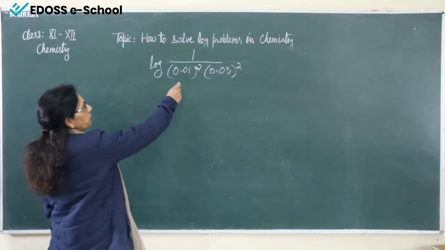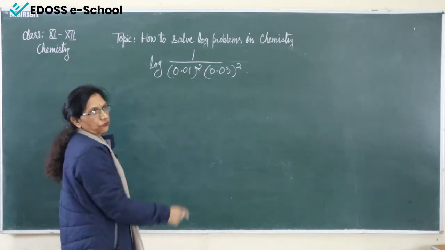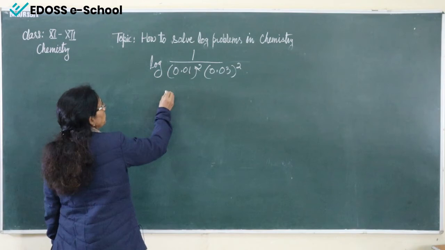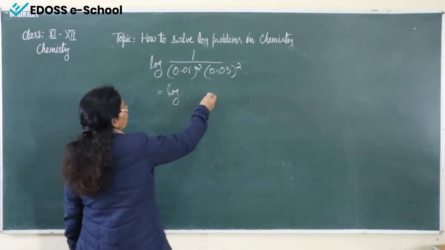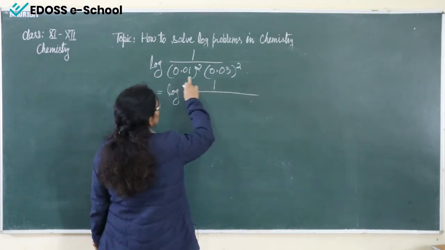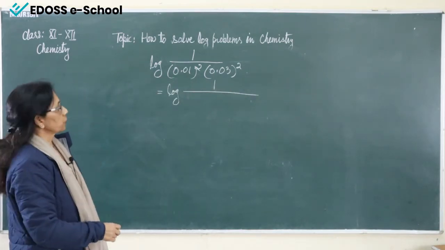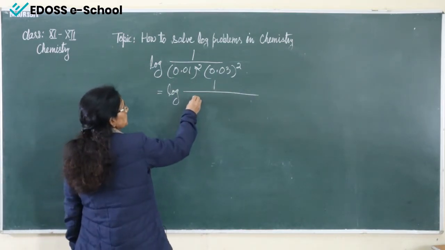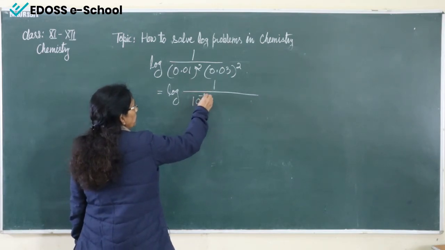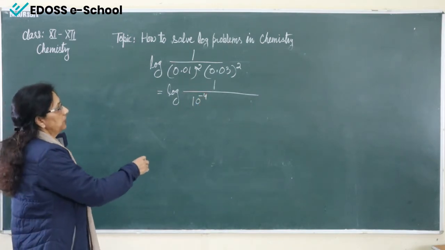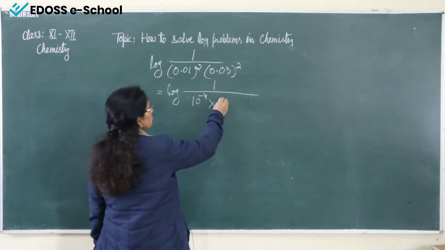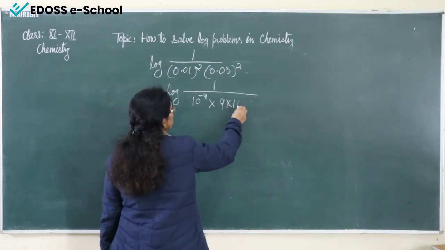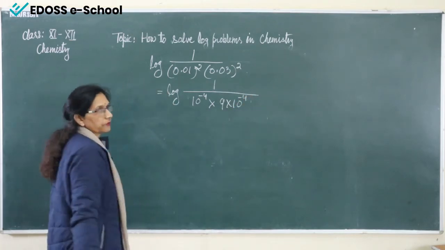Okay. Now same way we will solve this first. Now how will we do it? Same way, this is log 1 upon. So this is 0.01 square, so we can say this is equal to 10 raised to power minus 4. And this is also 3 square, so 3 3s are 9. So this is 9 into 10 raised to power minus 4.